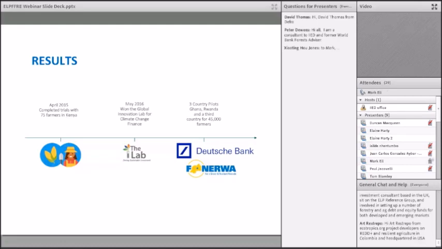In May 2016, we won the Global Innovation Lab for Climate Change Finance, which threw us into a cooperation with a number of the members of the lab, which includes big donors, big development banks, and some investment banks and funds. And together with those, we are slowly now developing three country pilots, Ghana, Rwanda, and probably Kenya, for 45,000 farmers to receive the agricultural credit that they would have received anyway, as either working capital loans or input credits with environmental conditions attached.